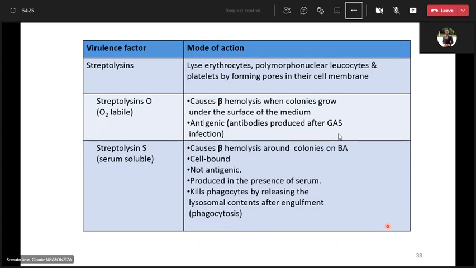It has streptolysin, which lyses red blood cells, leukocytes, and platelets by forming pores in the cell membrane. It has streptolysin O, which is oxygen labile, and causes beta hemolysis when colonies grow under the surface of the medium. That is the cause of beta hemolysis. And streptolysin S causes beta hemolysis around colonies on the surface of blood agar; it is cell bound, not antigenic, and produced in the presence of serum. It kills the phagocyte by releasing the lysosomal content after engulfment.